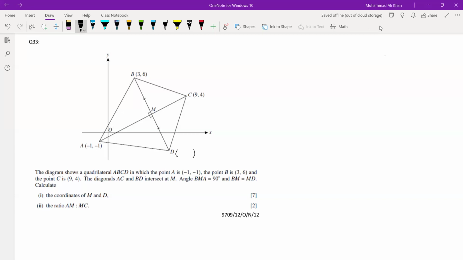तो सामने नजर आ रहा है बच्चों, AC is a line, BD is a line. दोनों लाइंस कहाँ इंटरसेक्ट कर रही हैं? M पर इंटरसेक्ट कर रही हैं. अगर दोनों लाइंस की इक्वेशन बना लें और साइमल्टेनियसली सॉल्व कर लें तो M के कोऑर्डिनेट्स आ जाएंगे. और जब M के कोऑर्डिनेट्स आ जाएंगे, इसके बाद we will apply the midpoint formula for the coordinates of D, right?